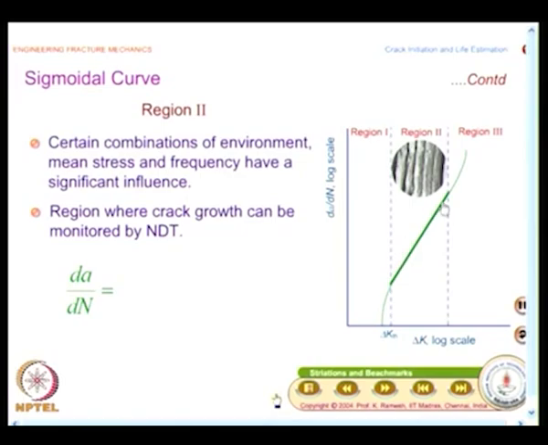Paris law is the simplest representation for you to understand the crack growth rate, and this is the region where crack growth can be monitored by non-destructive techniques. And we have already seen Paris law, and Paris law is applicable in this region.